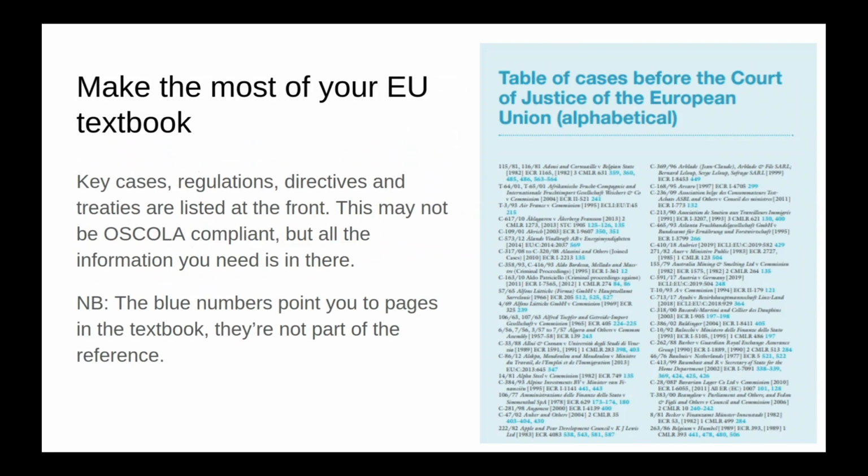One good tip is to make the most of the information in your EU textbook. If you look at the front, there are really comprehensive lists of key cases, directives, treaties, etc. These references aren't necessarily presented in the OSCOLA style, so you may need to tweak them. But the fiddly things like the case number or the OJ information are in there. Just to clarify though, there are blue numbers at the end of each reference in these lists. These aren't part of the reference. They're page numbers, so you can find where in your EU textbook that case is discussed.